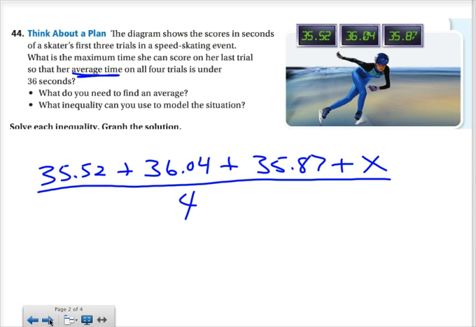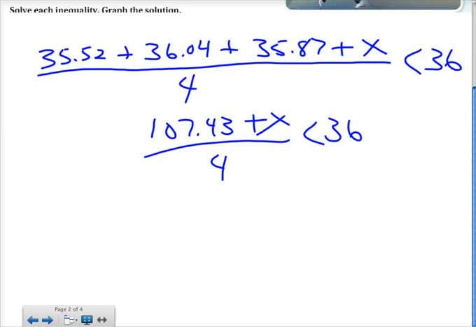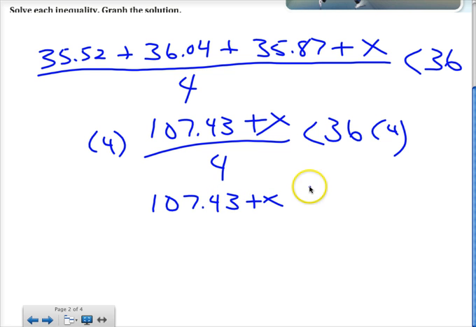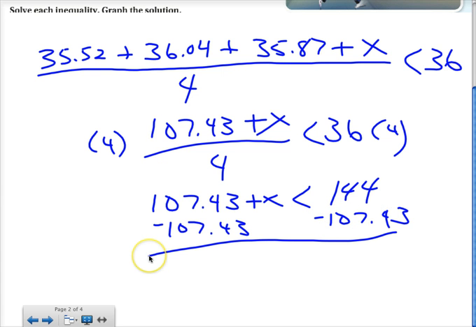And then it says we want this to be under 36 seconds, so that's going to have to be less than 36. And then again, probably at this point you don't need much more, but that'll be 107.43 plus x over 4, and that will be less than 36. And then we would go ahead and multiply both sides by 4. And we have 107.43 plus x is less than 144. And then we go ahead and subtract 107.43 from both sides. And x needs to be less than 36.57, and this was in seconds.